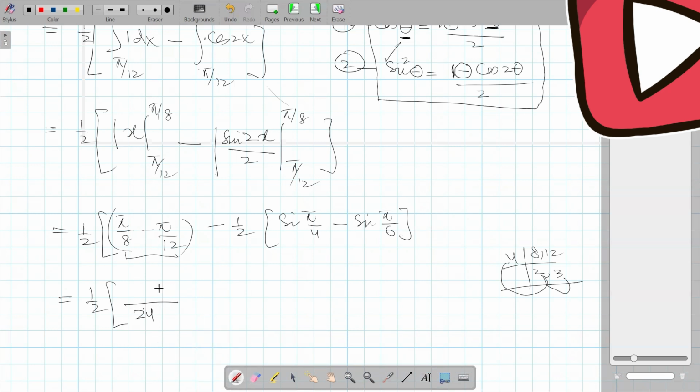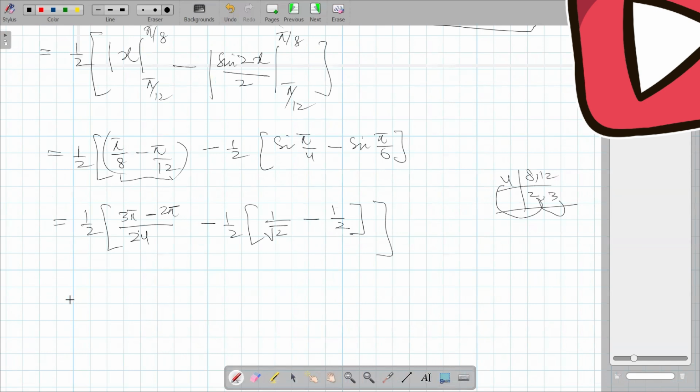24 divided by 8 is 3 pi, and 24 divided by 12 is 2 pi, minus 1 over 2. What is the value of sine pi by 4? I hope you don't remember the values. What is the value of sine pi by 6? Sine pi by 6 is sine 30 degrees, which is 1 over 2.